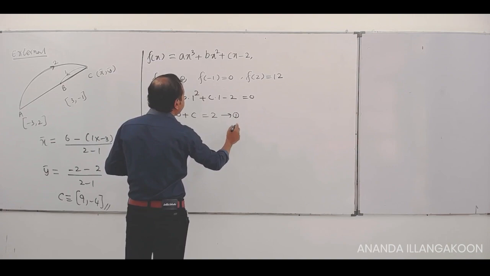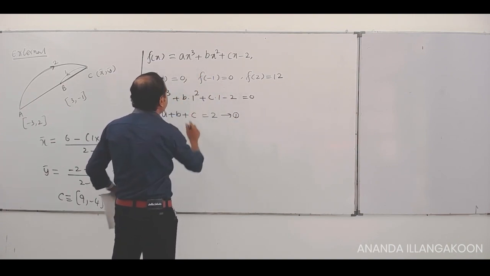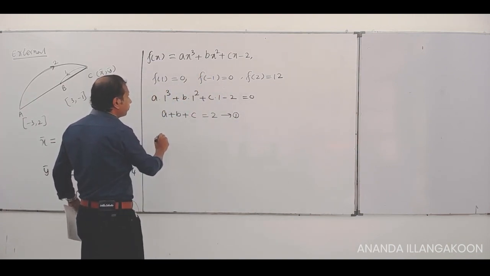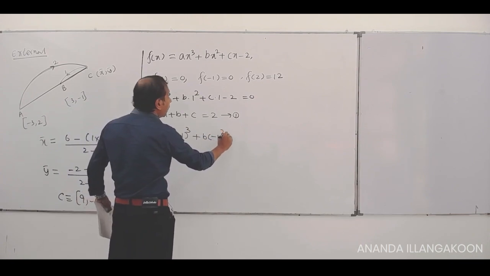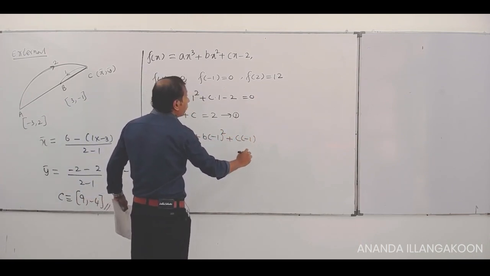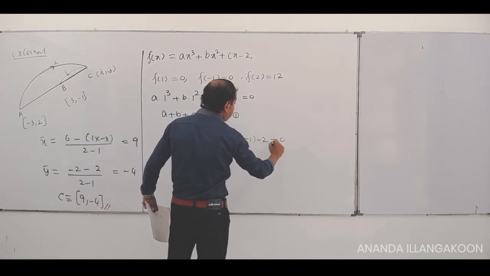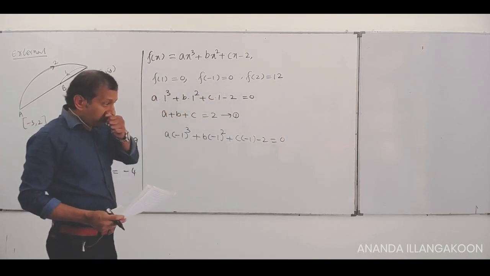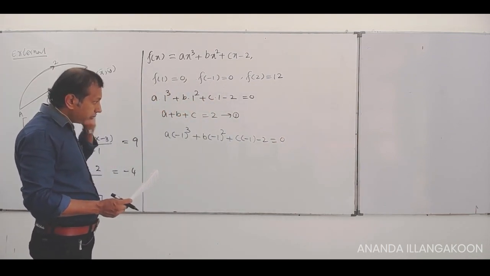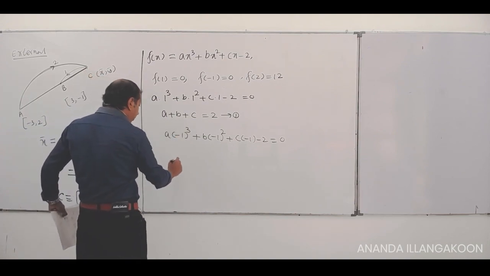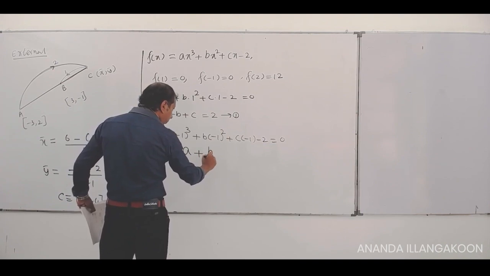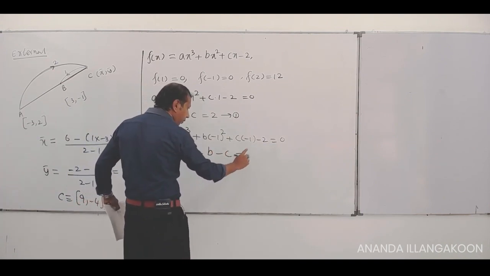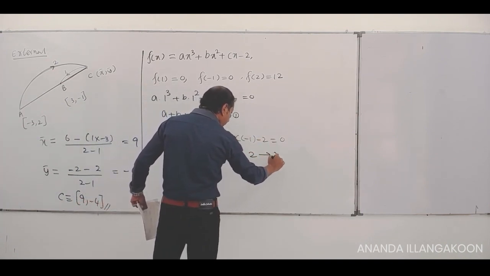Equation number 1. If minus 1, put here minus 1, right? Secondly, a times minus 1 to the power 3, b times minus 1 squared, c times minus 1, minus 2, that also 0, right? Minus 1 to the power 3 is minus 1, minus a; minus 1 squared is plus b; minus c is equal to, take the 2 to the right hand side. Number 2.